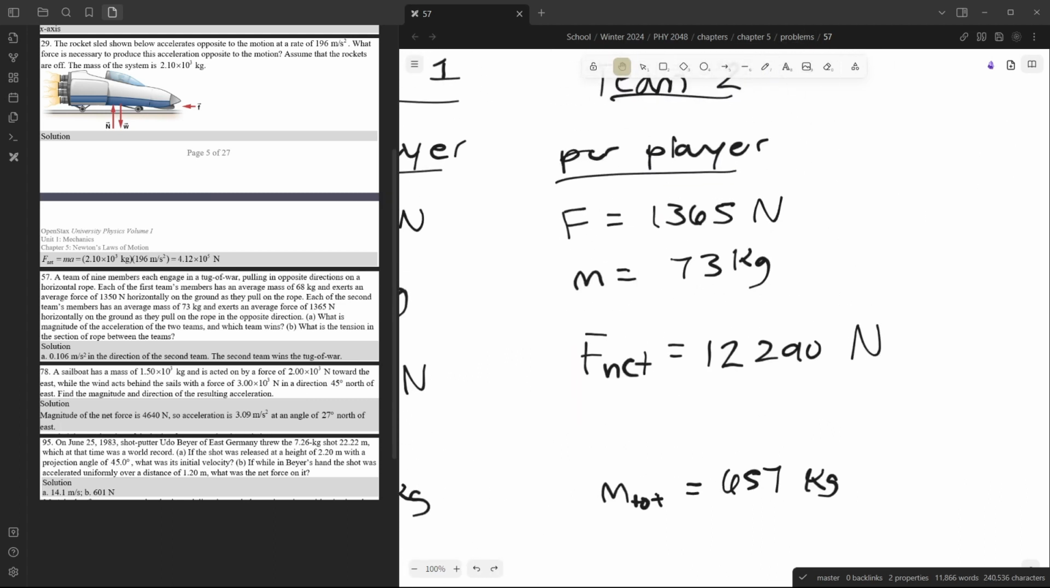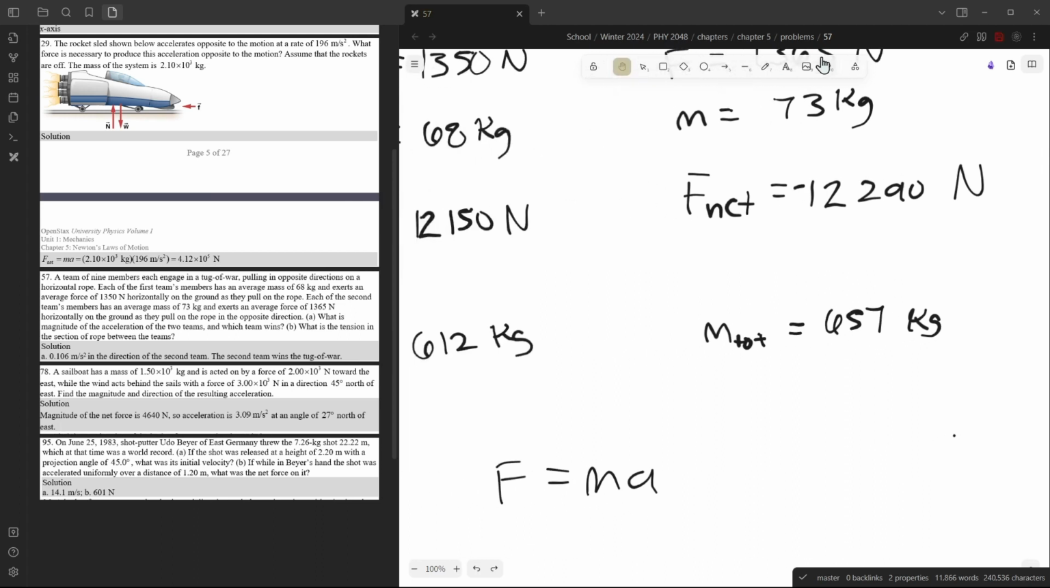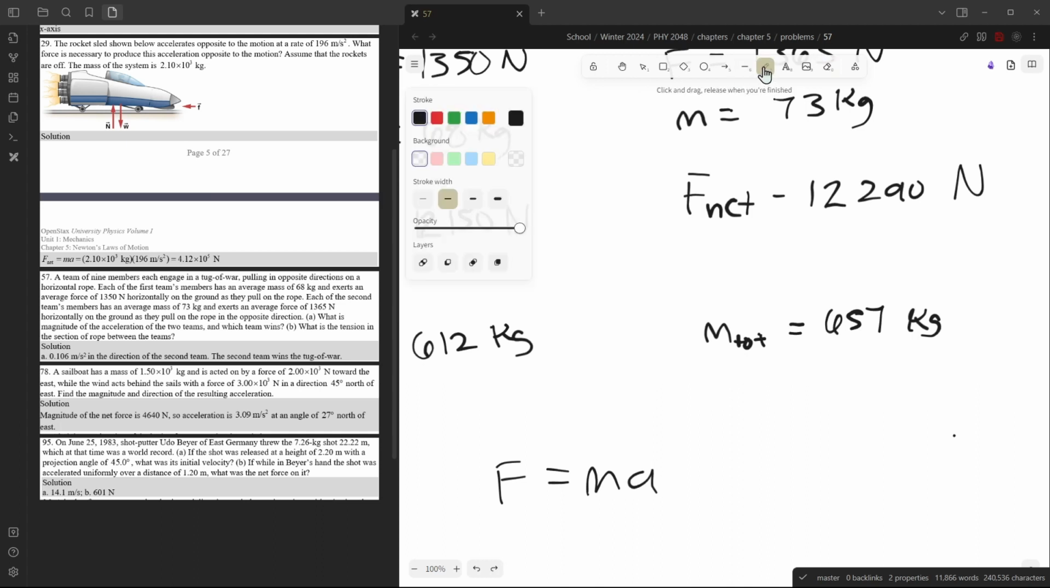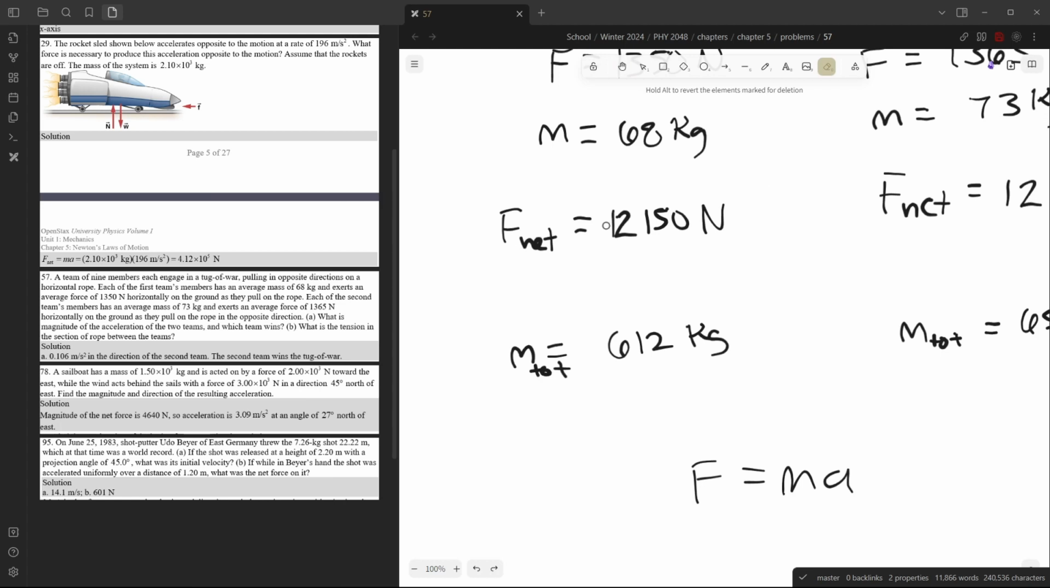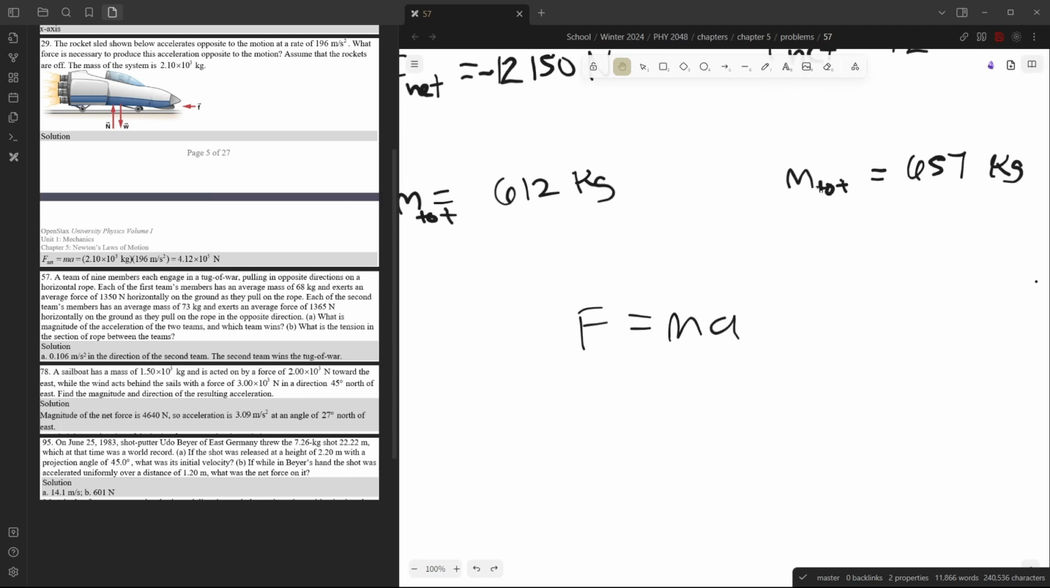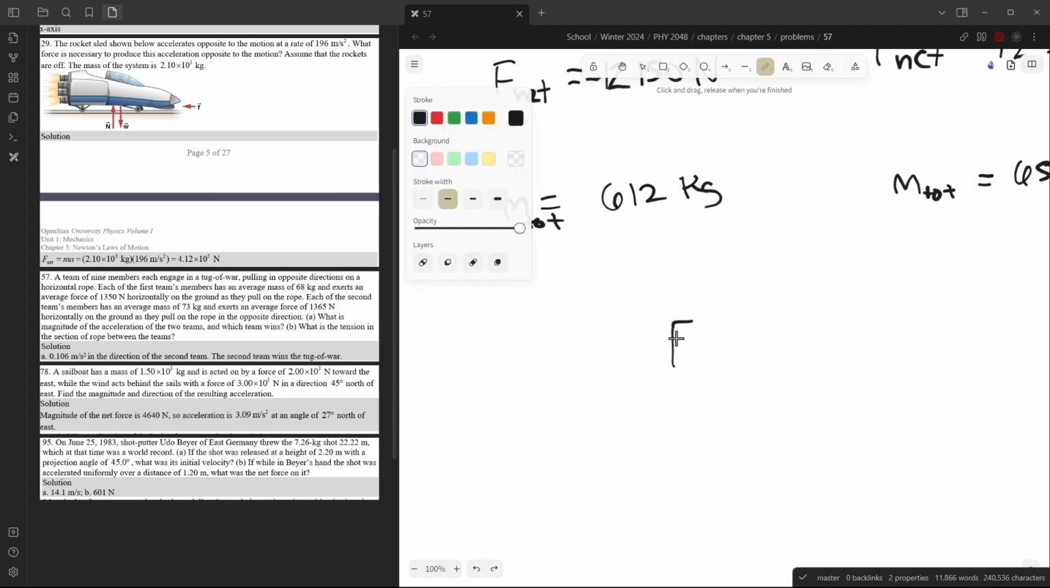And we know that team 2 is pulling in the opposite direction, so it's actually negative. Sorry, let's actually make this positive because we know that it's going to pull in that direction. So let's say this is negative. The real equation is actually F net equals sigma mass times acceleration, something like that.